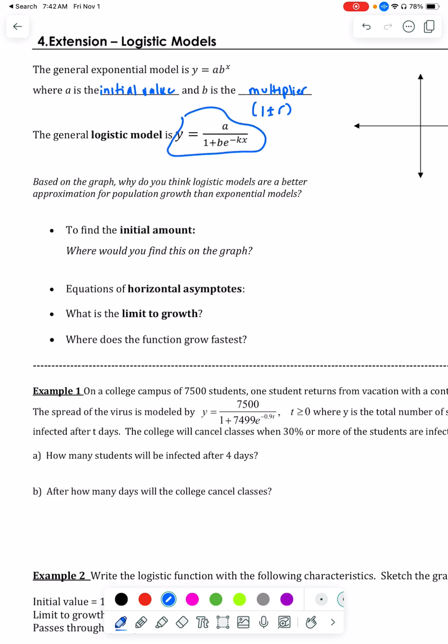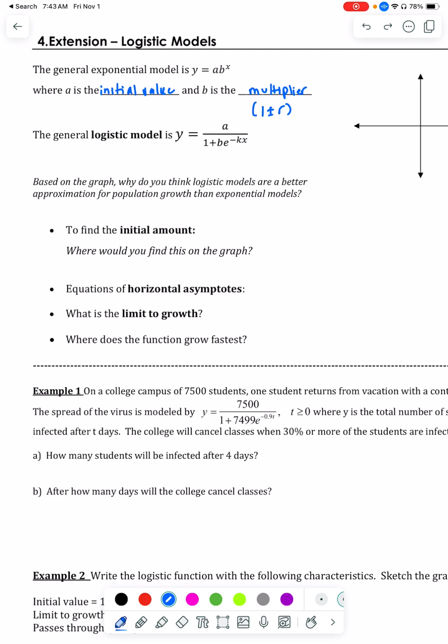You may see it differently in different books. Sometimes it's more complicated, k over 1 plus (k minus p naught) over p naught times e to the rt or negative rt. You don't need that. This is really what you need. Let me explain what these elements are.